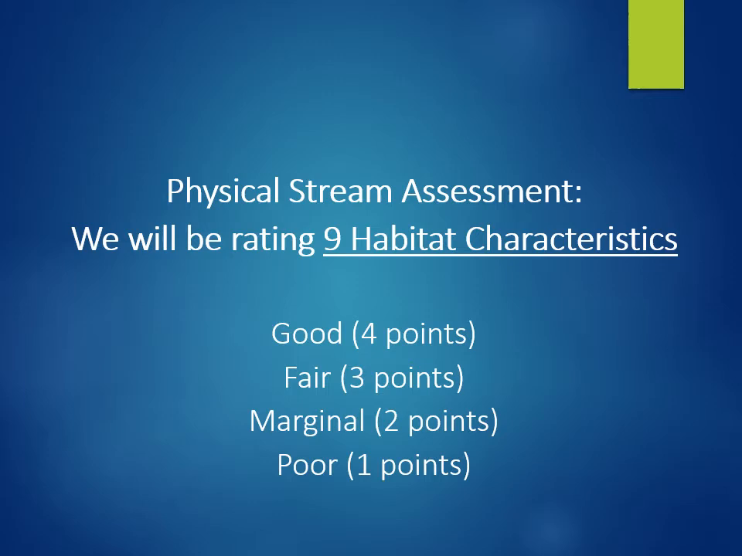Now we'll talk about the 9 different stream habitat characteristics on the back of the assessment form and how you rate them on the scale from poor, which is worth 1 point, to good, which is worth 4 points.